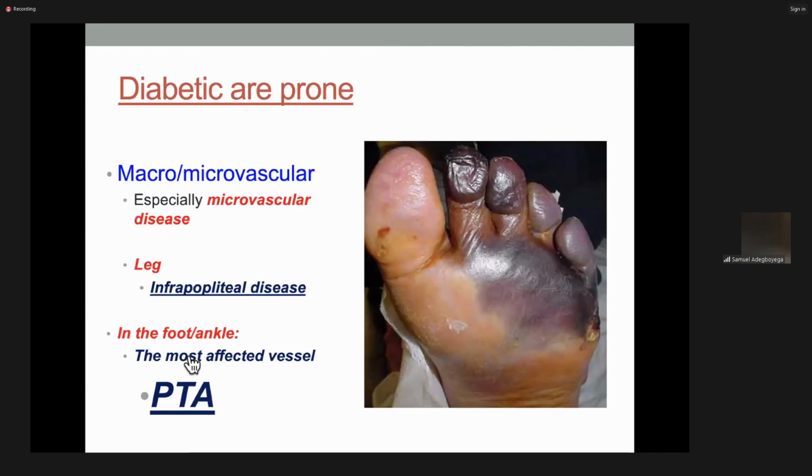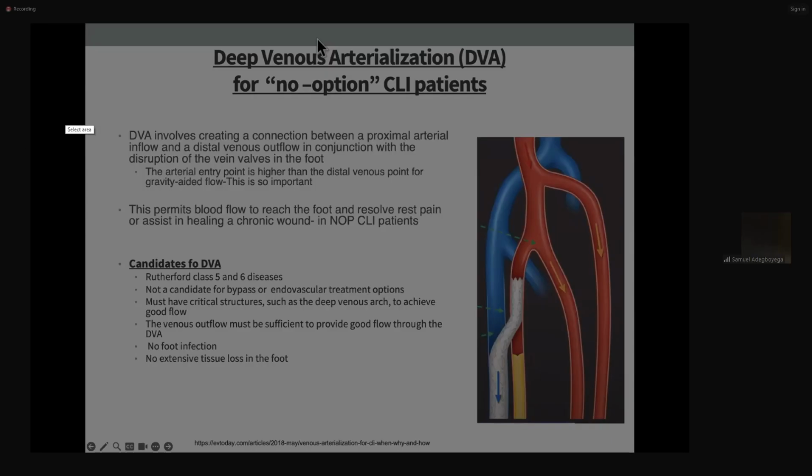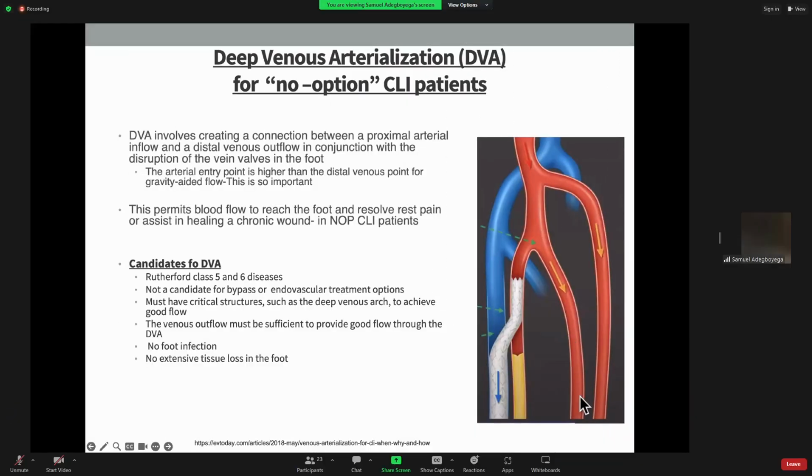With a DVA, your artery must be higher than your vein. Your arterial inflow must be higher than your venous. True or false? True. Okay. Laurie, do you agree with that? Yes. Okay. And do you know why that is, Laurie? Oh, so that the vein doesn't flow the other way? I mean, you're using a valvulotome to destroy the valve.